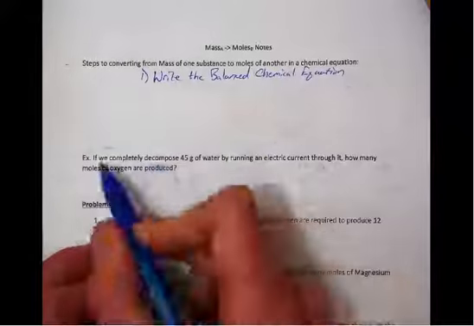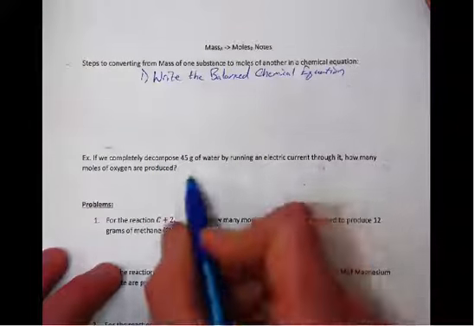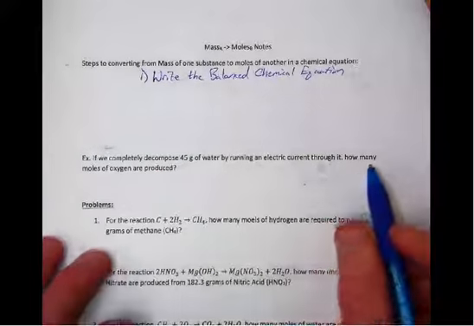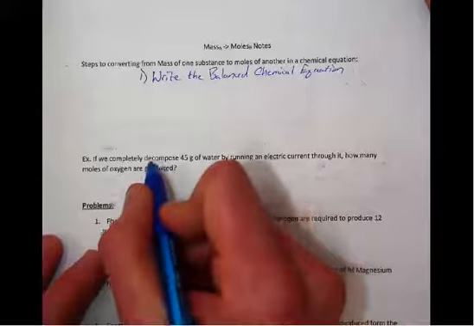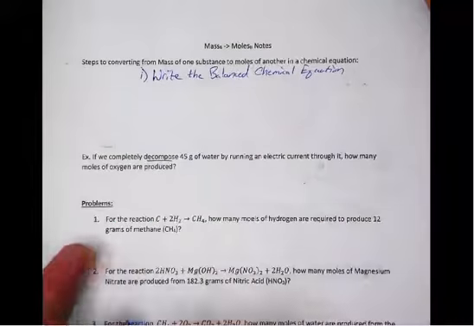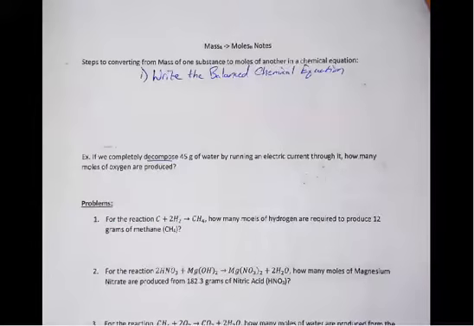All right, so the question: if we completely decompose 45 grams of water by running an electric current through it, how many moles of oxygen are produced? Okay, key word is decompose. A decomposition reaction is one where we've got a compound that was formerly together, but for some reason has irreconcilable differences. It's not you, it's me. We have to split up.